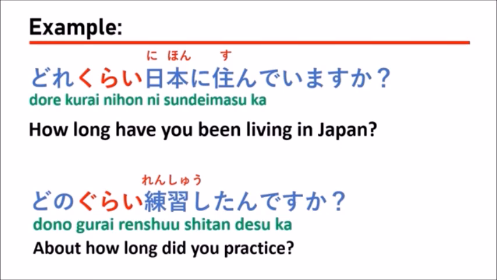For the first sentence, you see that they use dore gurai. Dore means how long, and gurai means about. How long have you been living in Japan? They don't know, but you can say about, around 10 years, around 7 months, around half a year, right? And for the second sentence, dono gurai renshuu shita n desu ka? That means about how long did you practice?